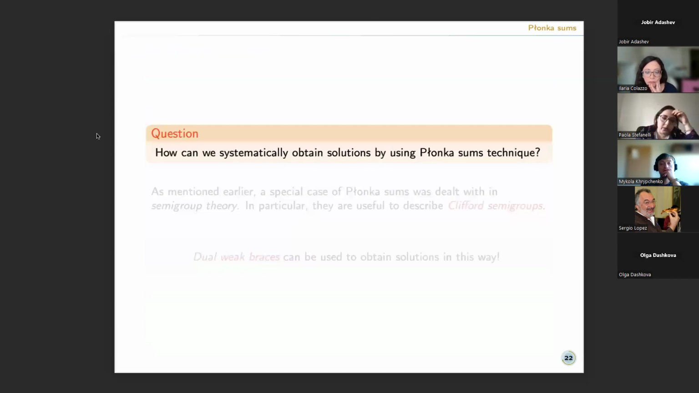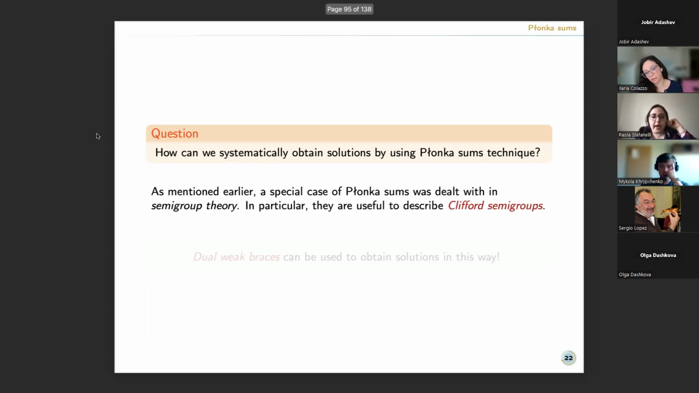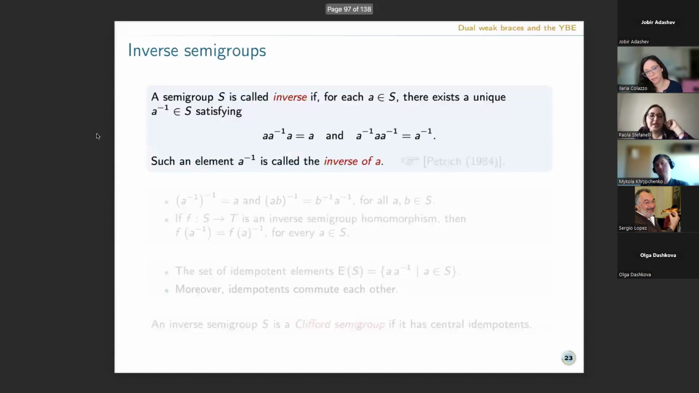But how can we systematically obtain solutions by using the Płonka sum technique? As I have already mentioned, a special case of Płonka sums was dealt with in semigroup theory. In particular, Płonka sums are useful for describing Clifford semigroups, and dual weak braces can be obtained to reach our goal. So let me introduce some other definitions on semigroups.